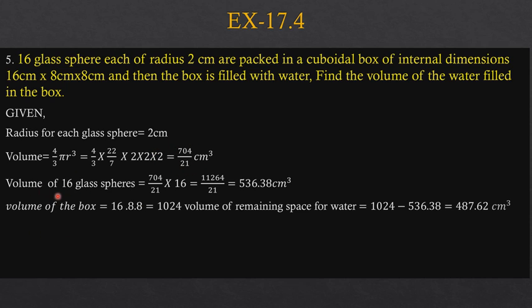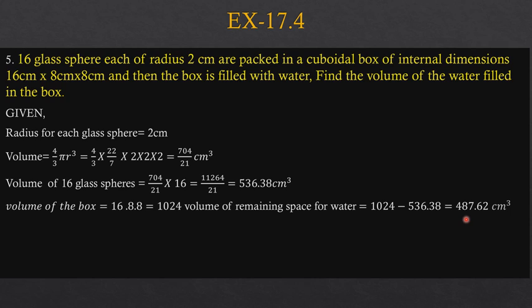Now volume of the 16 glass spheres. If one glass sphere is this much, you need to multiply it with 16, you get 536.38 centimeter cube. Now we know that we need to find the volume of the water filled in the box. So volume of the entire box is 16 into 8 into 8. That means we need to multiply all these three, minus the volume of the glass spheres that is there. So this comes to 487.62.